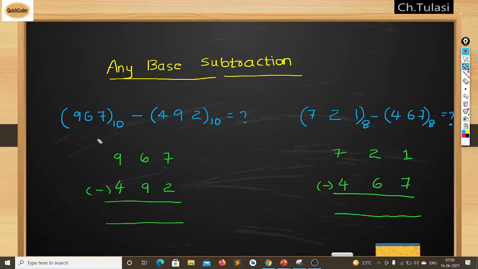Okay friends, let's see the decimal subtraction. In the previous video, I already explained any-based addition. Now in this video, I'm going to explain any-based subtraction. Any-based subtraction is also similar to decimal subtraction.